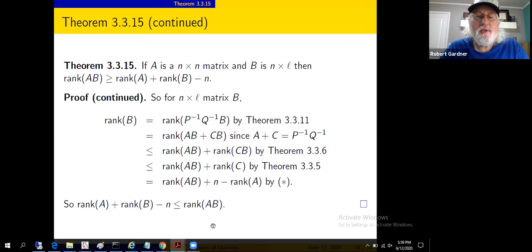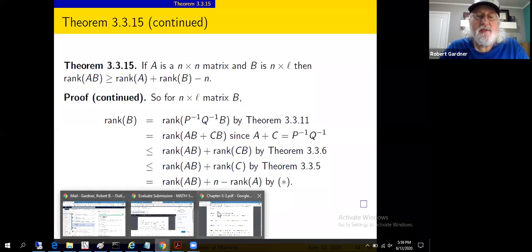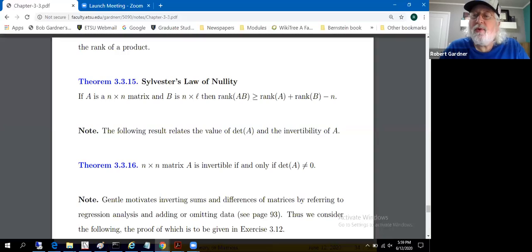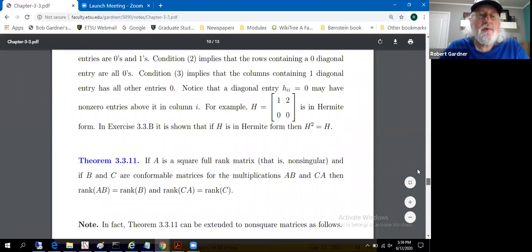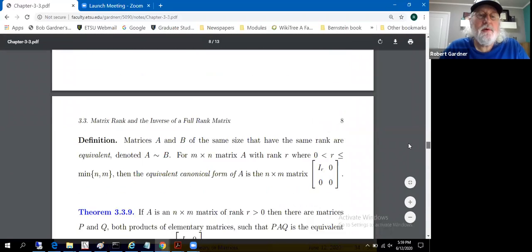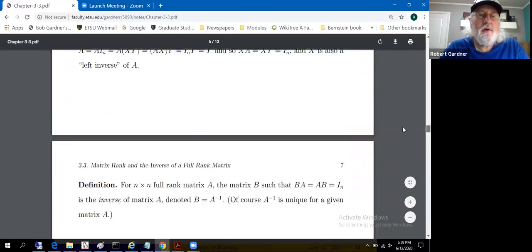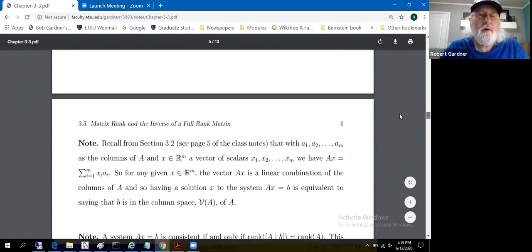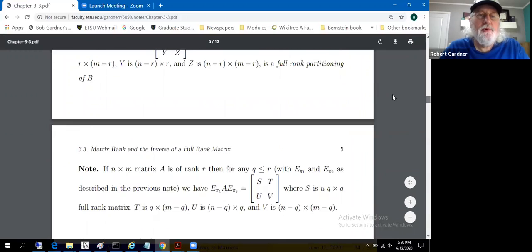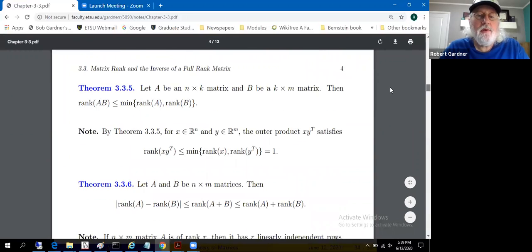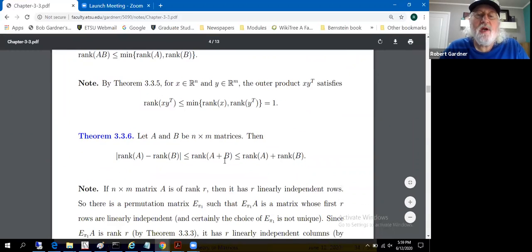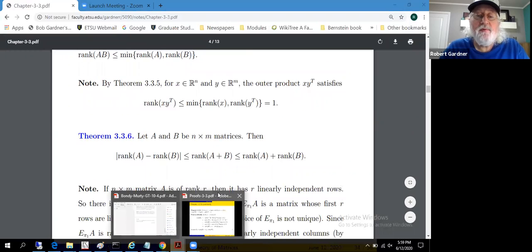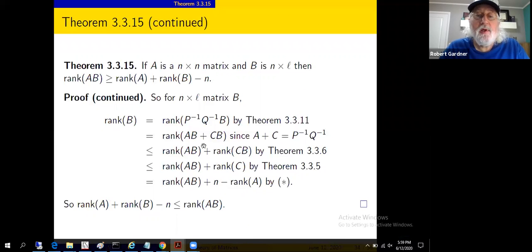Theorem 3.3.6. Let's run and look that up. That's in this section. 3.3.6, huge section. There it is. Yeah, rank of the sum is less than or equal to the sum of the ranks. It's a little bit more than that, but that's the part we need. So back to the proof. So that inequality is established.